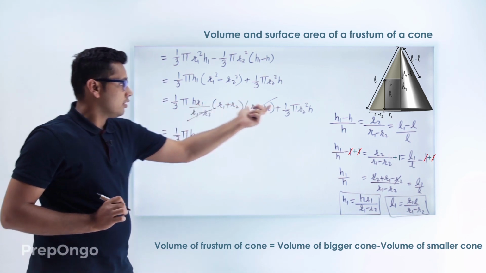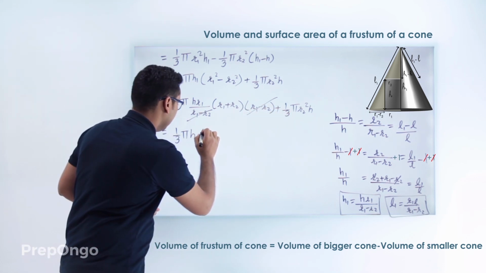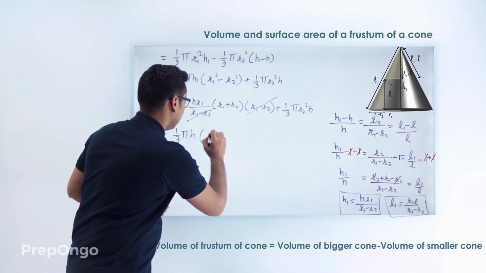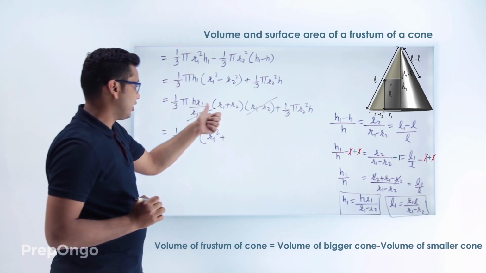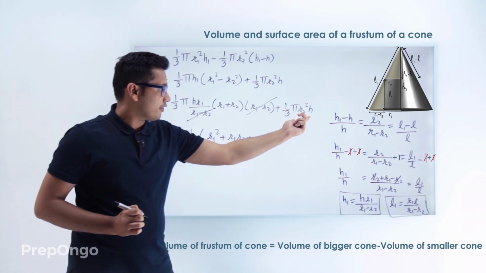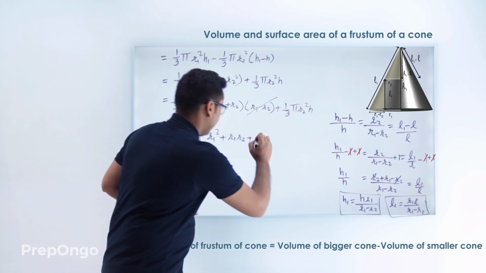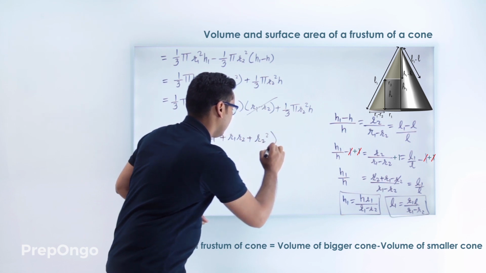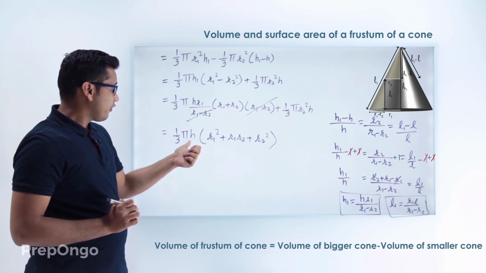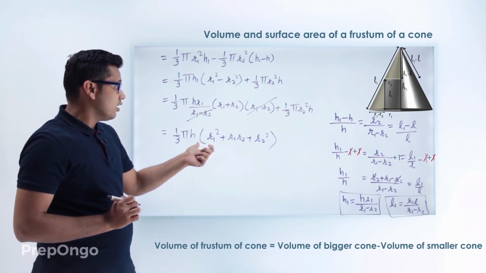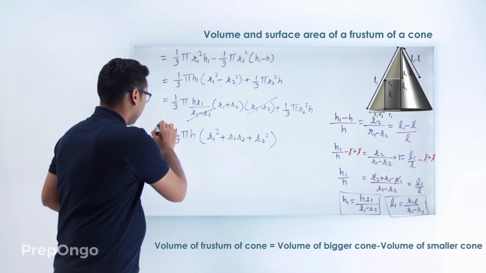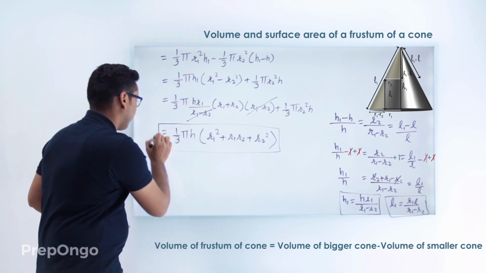This we can take common from both these terms, and this will be R1 into R1, which is R1 square. So this is R1 square plus R1 into R2, which will be R1 R2, and plus R2 square will come from here. So this will be R2 square. So this is the volume of the frustum of a cone in terms of the height of the frustum of a cone and the radii of bottom and top. So we get the volume of a frustum of a cone.